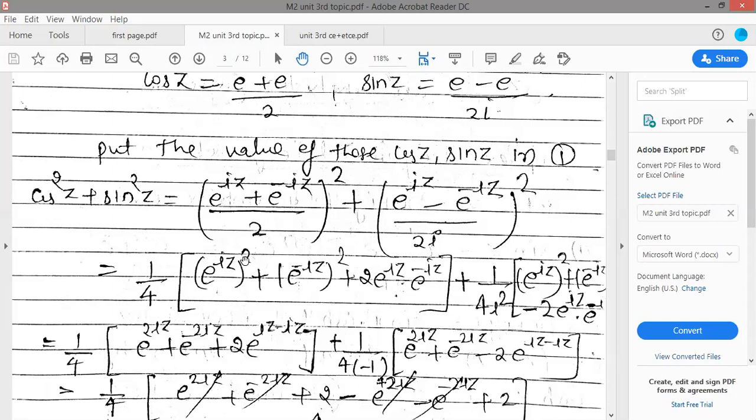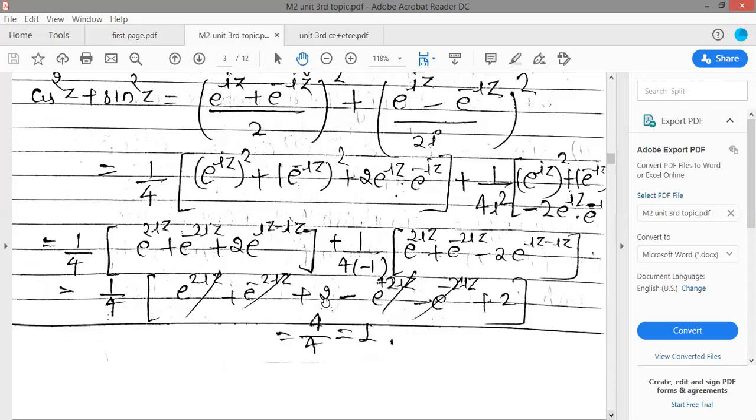Now, power to power multiplication: e to the power 2iz plus e to the power minus 2iz, and plus 2 times. When the bases are equal, the powers can be added, so iz minus iz will be 0, so e to the power 0 is 1. The i squared value is minus 1, so this is also solved the same way. So 1 by 4 is outside. This value and minus this value will cancel out. Only 2 plus 2 is remaining, so 2 plus 2 is 4, and 4 by 4 is 1. So cos squared z plus sin squared z is equal to 1.